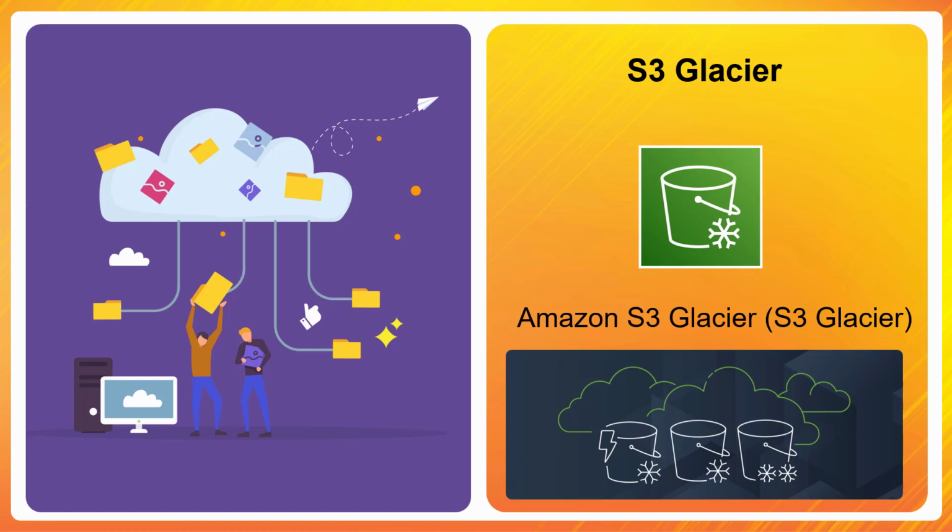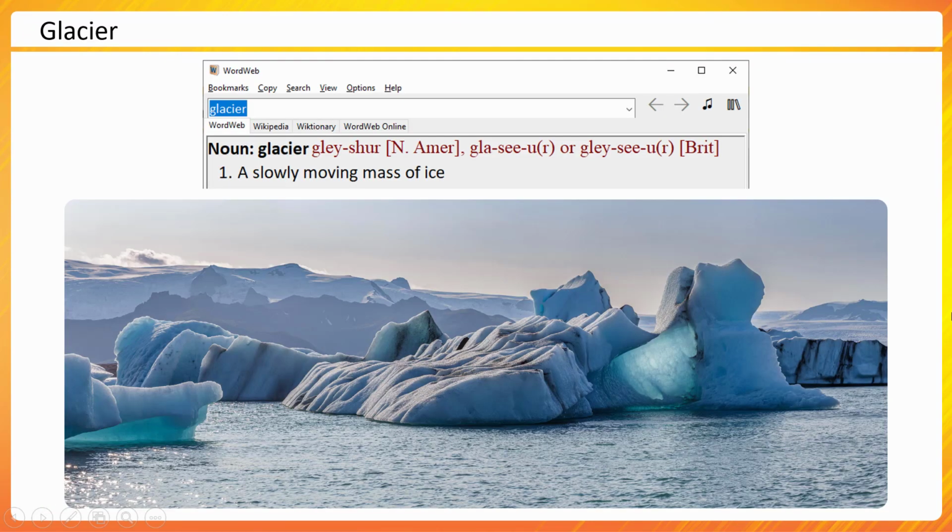Let's talk about another service called Amazon S3 Glacier, or it is just referred to as S3 Glacier. Now, if you know about glaciers, this is how it looks. And if I read the dictionary definition here, it says a slowly moving mass of ice. So one thing is clear: a glacier has something to do with Amazon S3 Glacier.